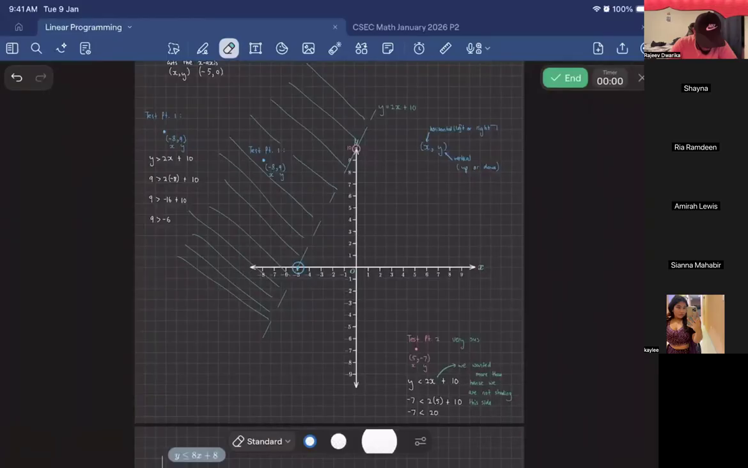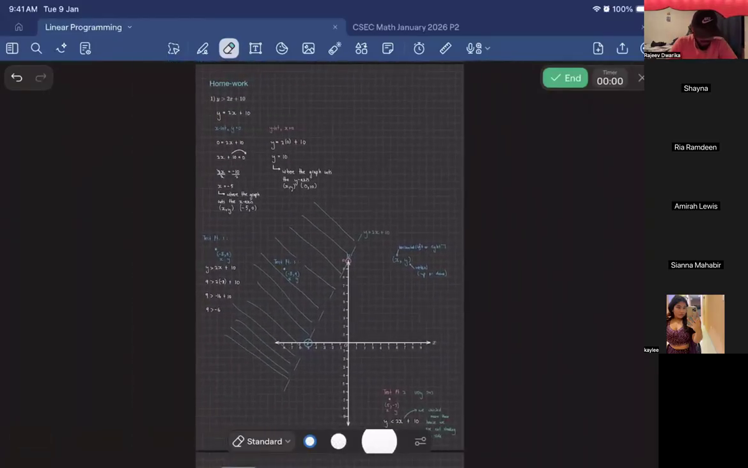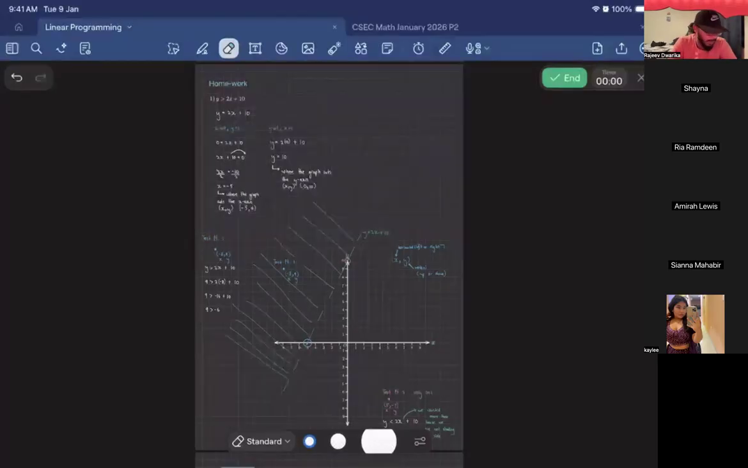Right? Do you guys think you understand the concept for linear programming? Yes, sir. If Shayna understands it, Ria, what about you? Yes, sir. Amira, how you feeling about linear programming? Feel like you understand it? Yes, sir. So Amira, run me through these steps real fast. Like from the book or like from what I understand?